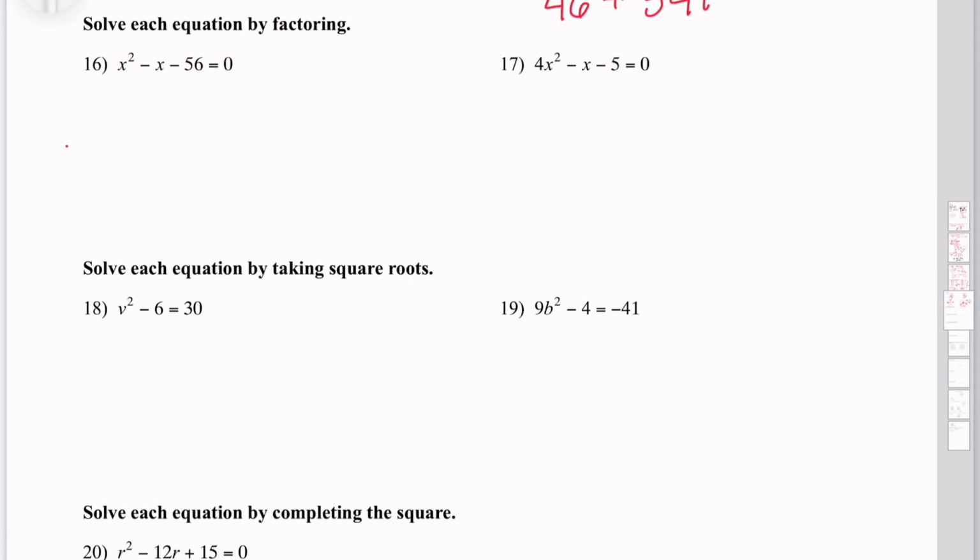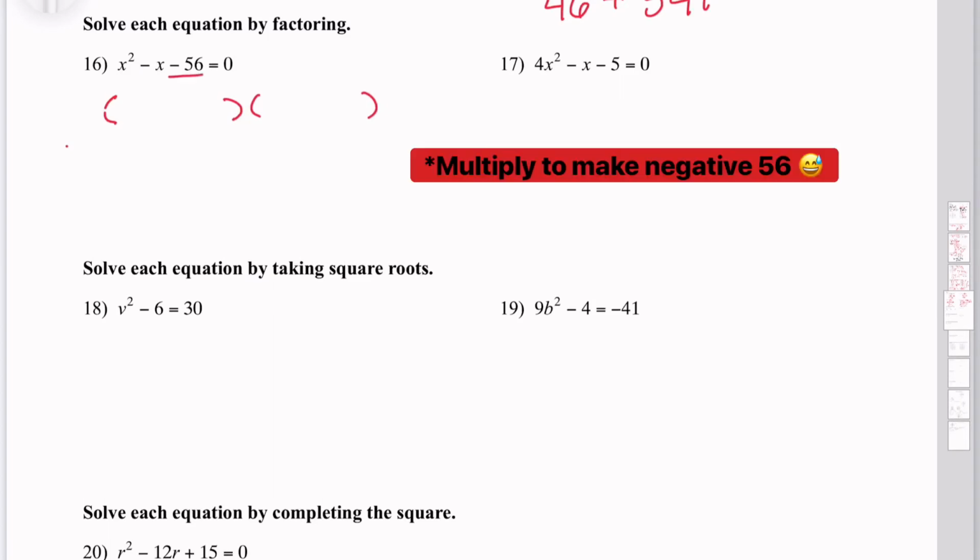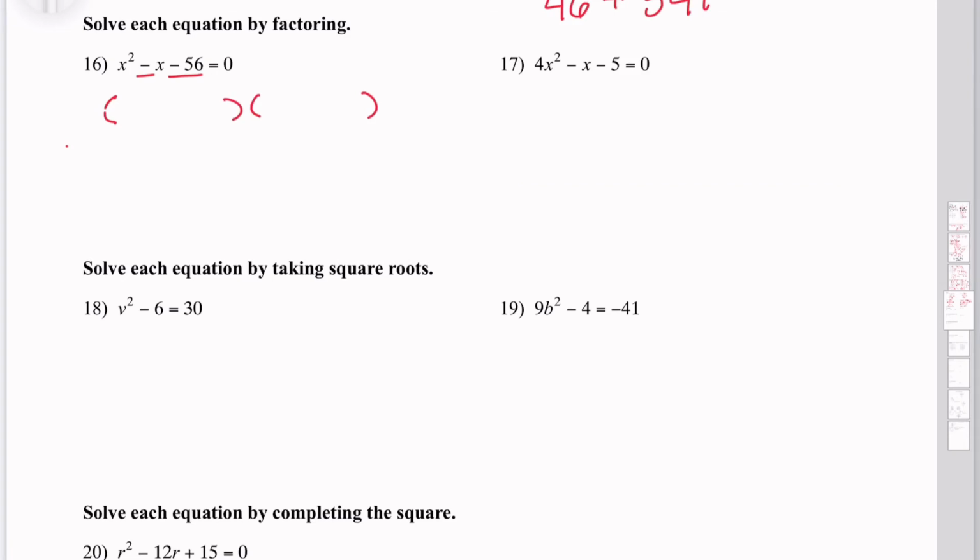Question 16, solve by factoring. We are working with a quadratic, so what you want to think about is what two numbers multiply to make negative 56 but add up to negative 1. Can you think about that? Negative 8 and positive 7. If we work it out, negative 8 times 7 is negative 56, and negative 8 plus 7 is negative 1, which is what we needed.